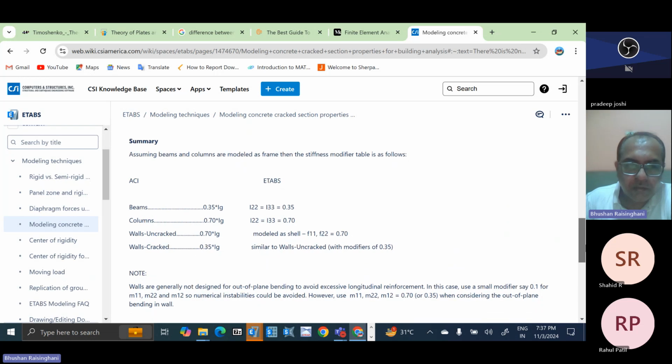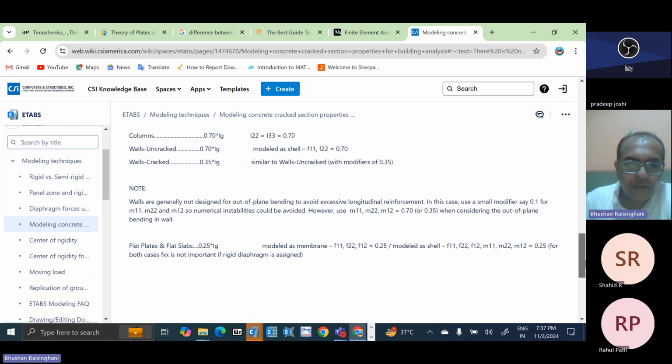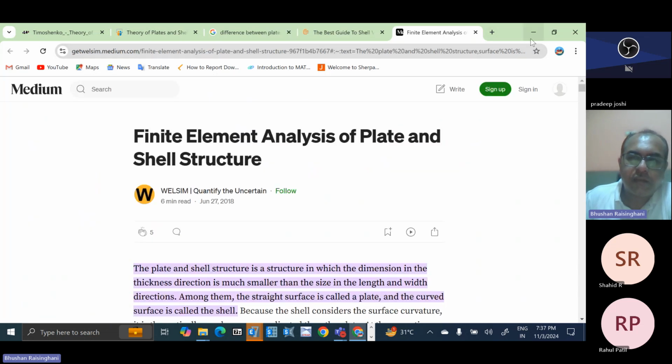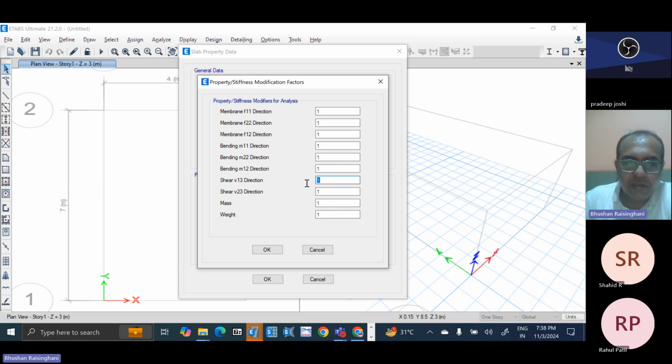You are getting what I'm trying to say. The difference between the two: why we are not adding shear V, any modifier for that. We are adding modifier only for the flexural stiffness. We are not adding modifier for the shear stiffness. In which case the shear stiffness will come, I can share with you later. But for these two values, you have to refer to different literature and a different type of problem, not this particular case. So you will give 0.25, 0.25, 0.25 for membrane, and 0.25, 0.25, 0.25 up till here if it is a shell.